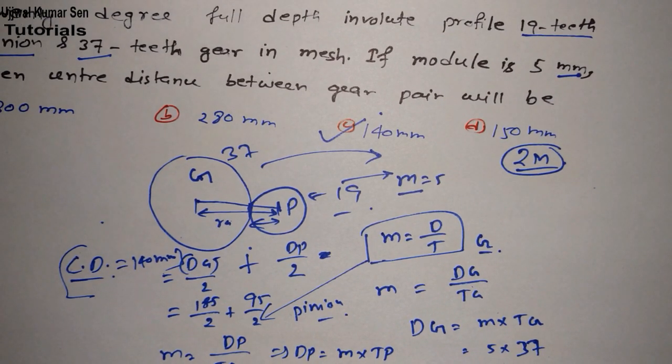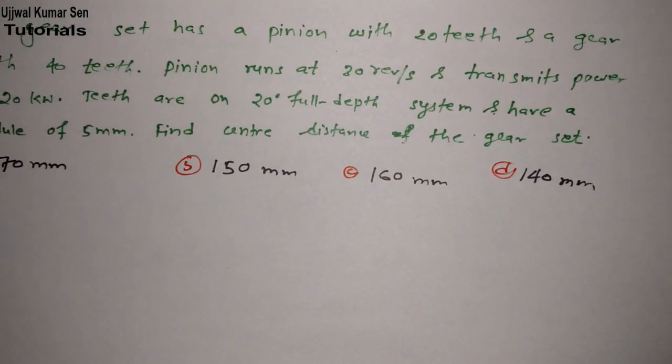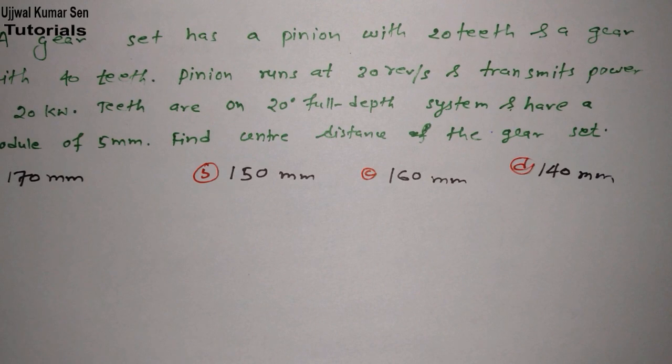Okay, let me share another question with you. This question was also asked in GATE in a previous year, but it was a linked question. I wanted to share that the question can be solved using only that formula. What is the formula for module? That is m equals d by t, where d is the diameter of the gear and t is the number of teeth of the gear or pinion. Okay, so this is about it.